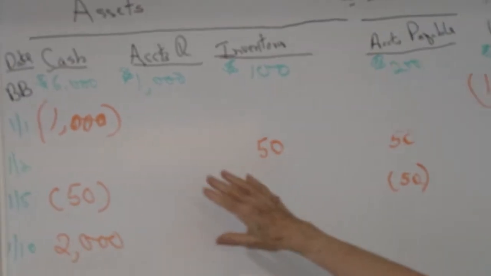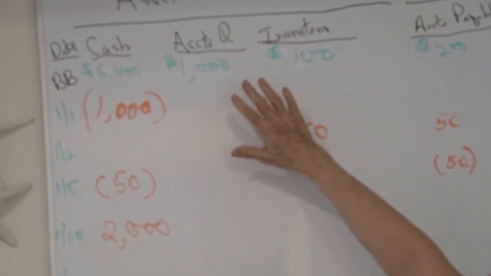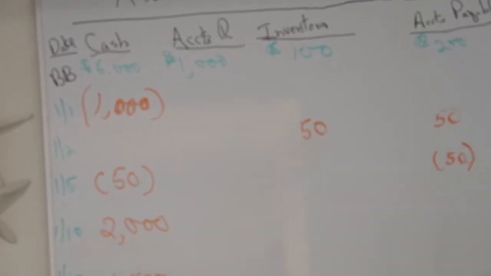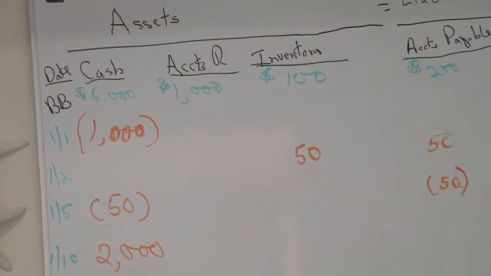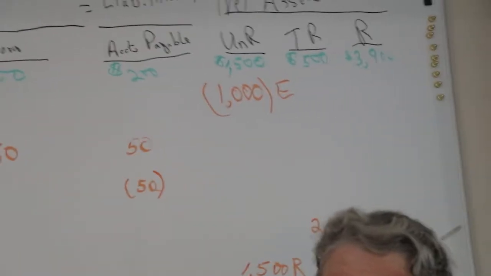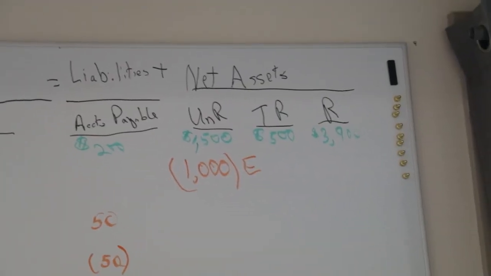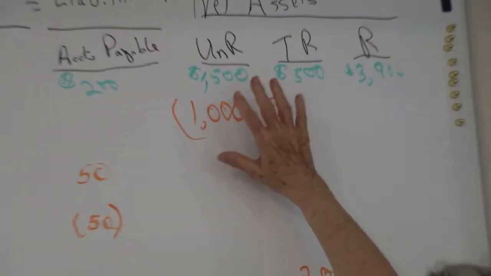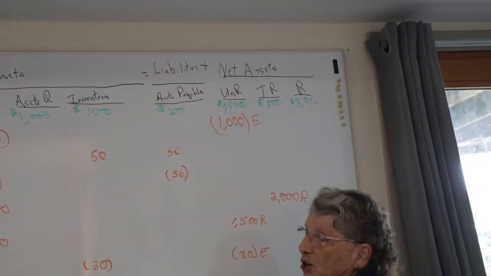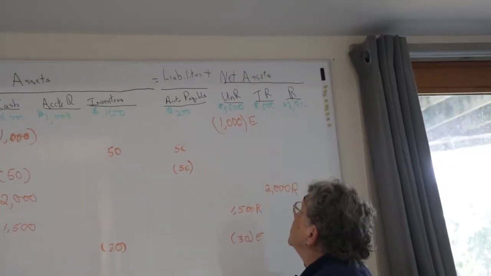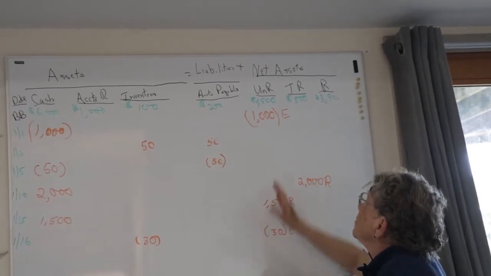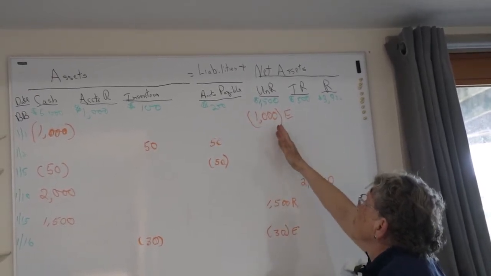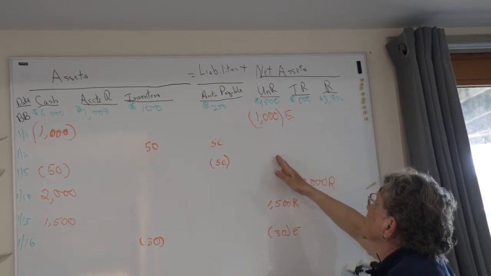Assets are what you own, like cash, accounts receivable, and inventory. Buildings, whatever. Liabilities are what you owe, and accounts payable is the most common accounting account. And then net assets are what you've managed to accumulate. Unrestricted, temporarily restricted, and restricted. Unrestricted is where you'll find almost all the revenues and all the expenses.